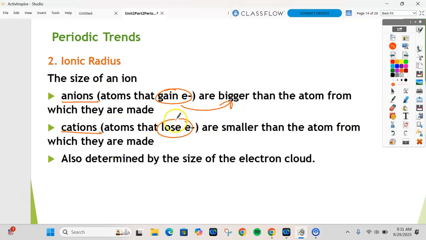Cations lose electrons, and so that means that they're smaller than the atom from which they are made. Again, that should make sense because if you lose something, you get smaller. If you lose money out of your bank account, you get a smaller bank account. These are still determined by the size of the electron cloud, but now we're comparing these ions. Remember, these are atoms that have lost or gained electrons.